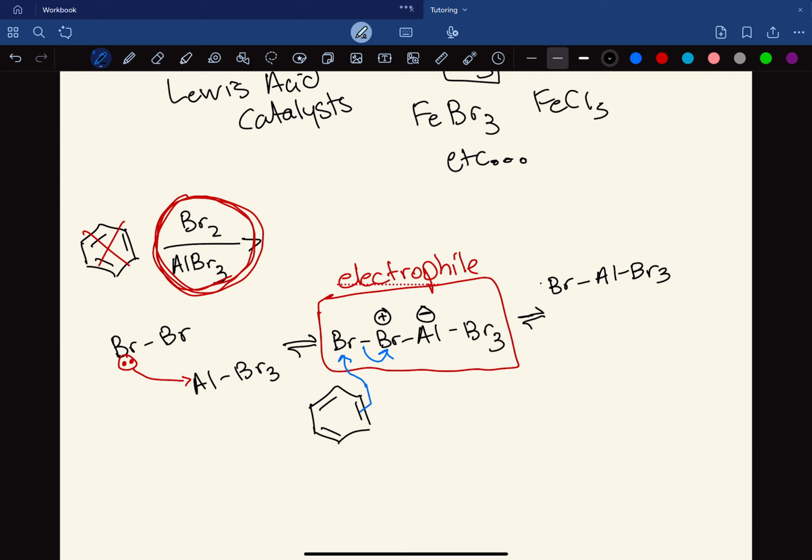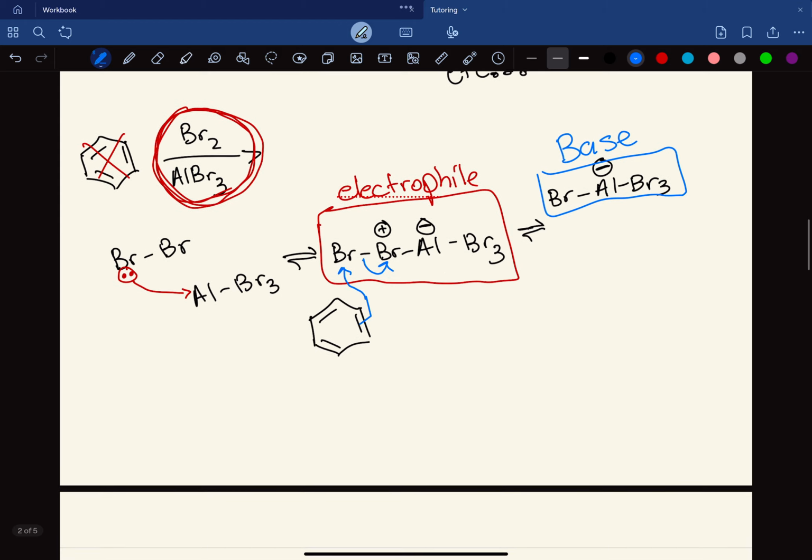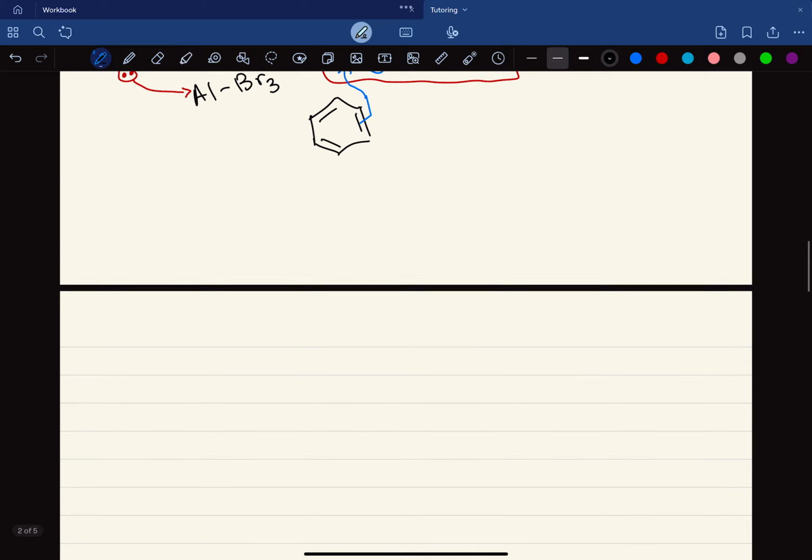So this bromine no longer has a positive charge. It only has one bond, which is what it wants. But the aluminum still has more bonds than it wants, so it's still negative. And this right here is going to be our base. Okay? And then I'll go to the next page here, because we're running out of space.